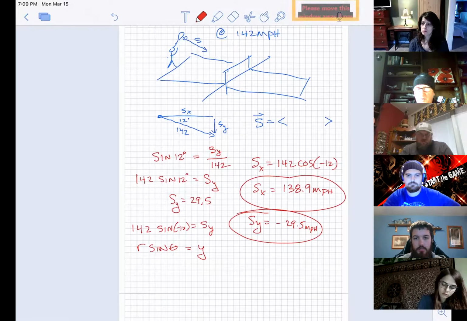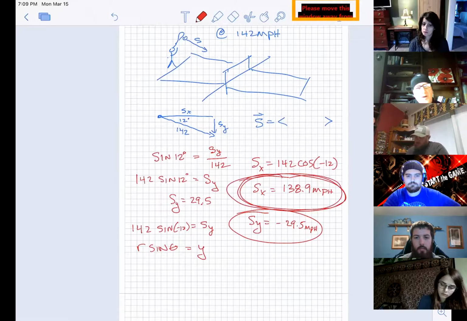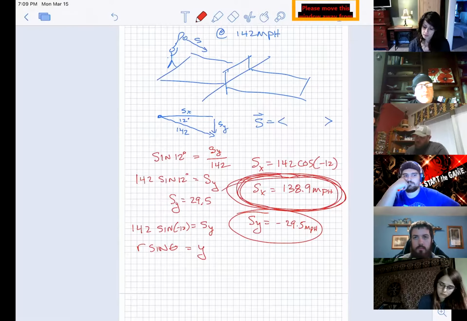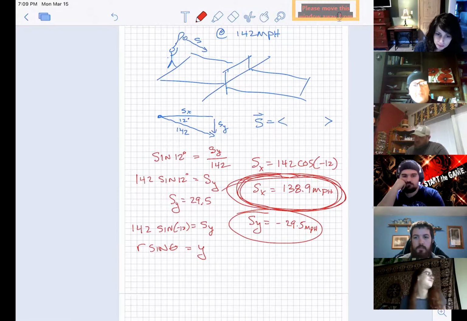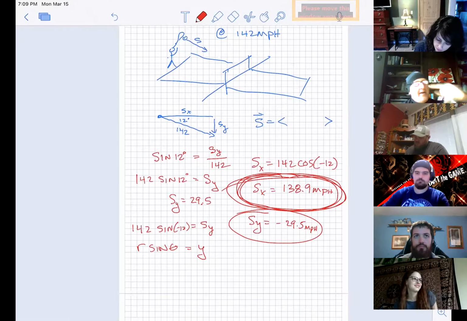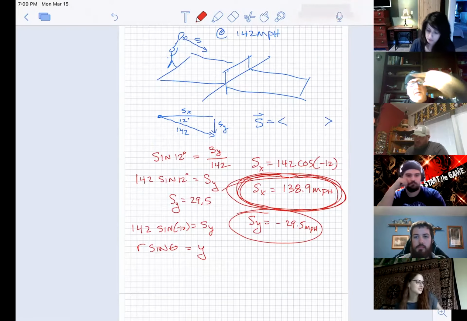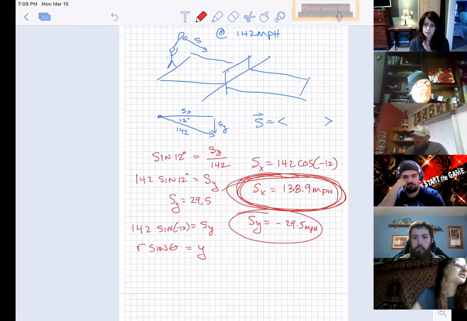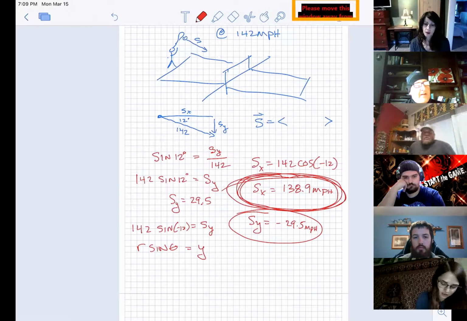The reason I bring this up is this S of X right here in terms of physics, because that's why you're taking this class, because it applies to things. If you go on to take physics, this 138.9 right here, if we ignore wind resistance, which is ludicrous to do because there's a ton of wind resistance, but that would actually just keep flying, at least in space, at roughly 139 miles per hour forever, and there'd be no change in it. But the negative 29 actually has gravity pulling on it, which means gravity is pulling it down even faster. Like 1 second later, that downward speed is going to be even faster.